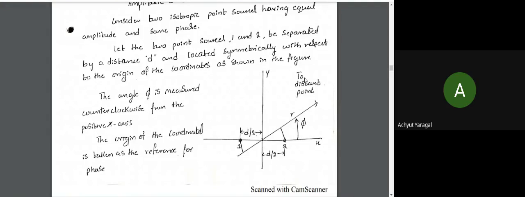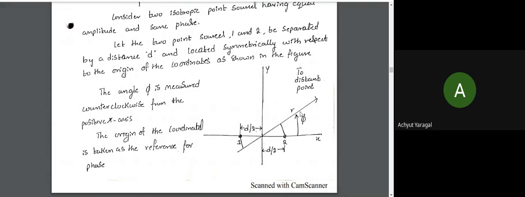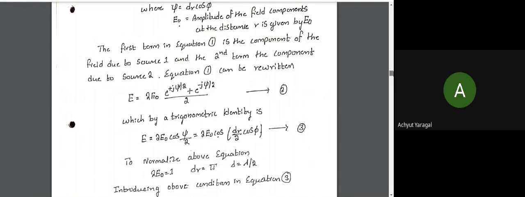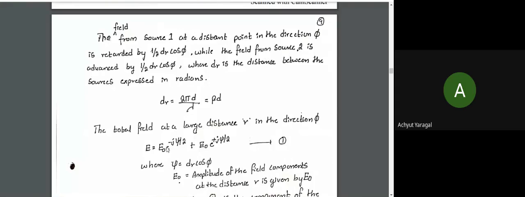Each source is generating its own field. So, what exactly is the total field that is being generated by these two sources at a far distance r with the angle phi? What is that? So if we look into it, E is equal to E naught e raised to minus j psi by 2 plus E naught e raised to plus j psi by 2.